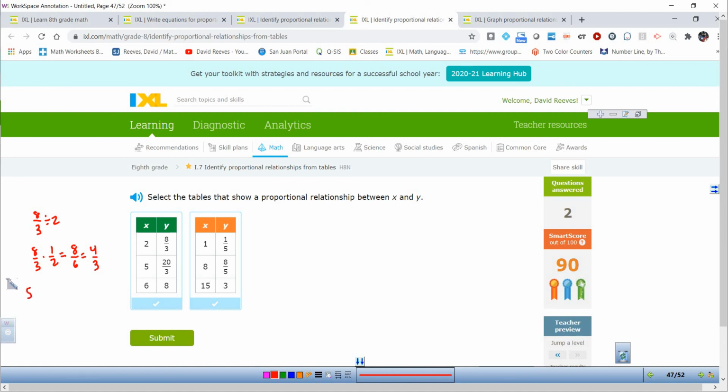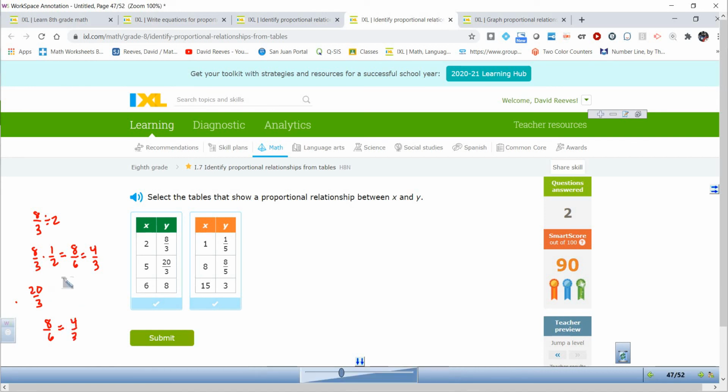If we do 20/3 divided by 5, that's going to be the same as times 5 over 1, right? And that one's going to give me 100 over 3. All right, not working at all, is it? And of course, 8 divided by 6, well, that one simplifies to 4/3.